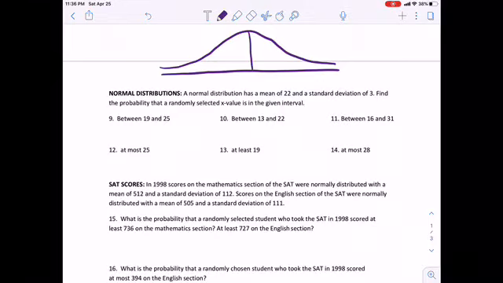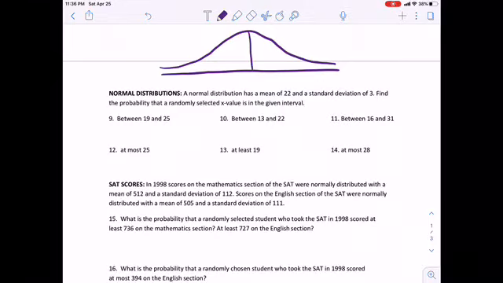Now heading down, I'm going to be subtracting 3 each time. So 22 minus 3 gives me 19. Subtract 3 again, and I get 16. Subtract 3 again, and I get 13.